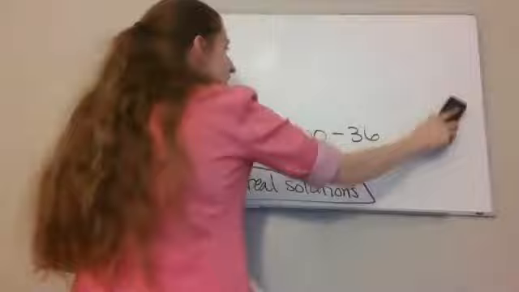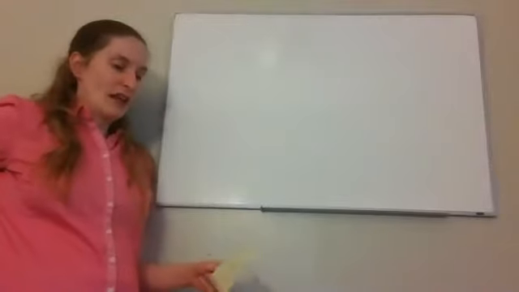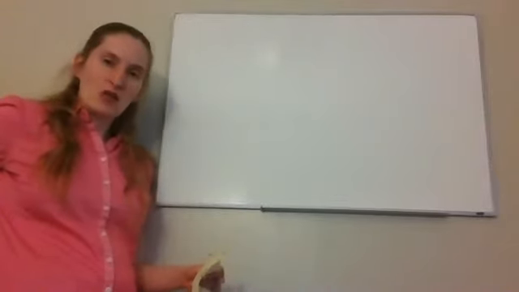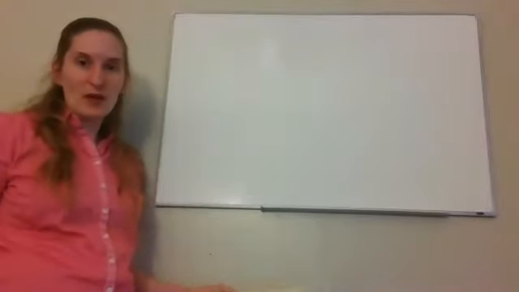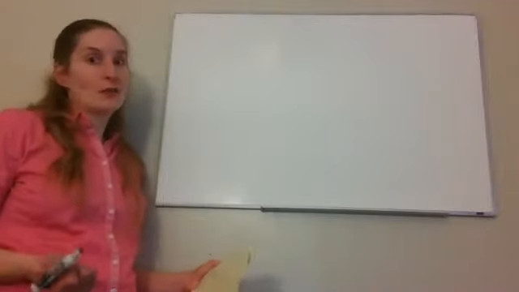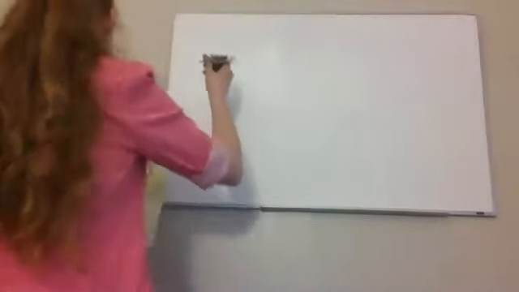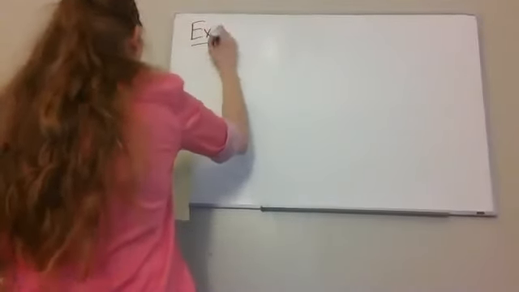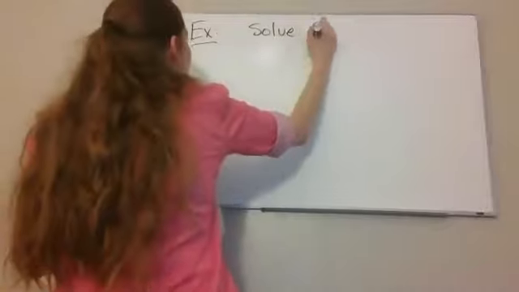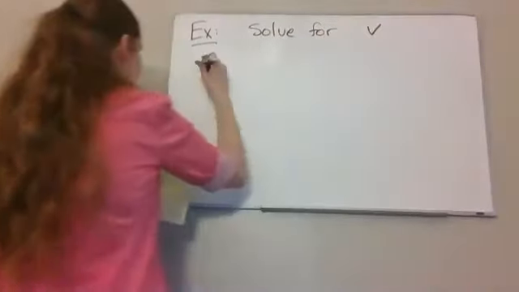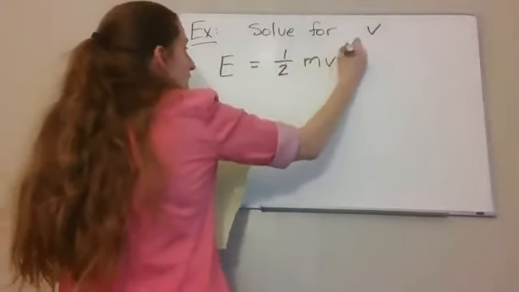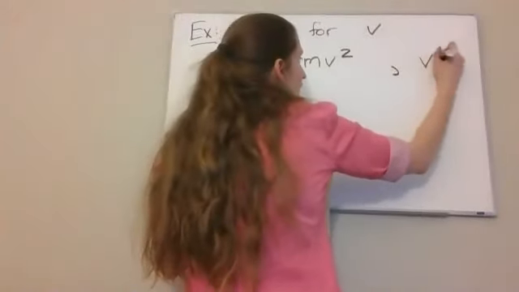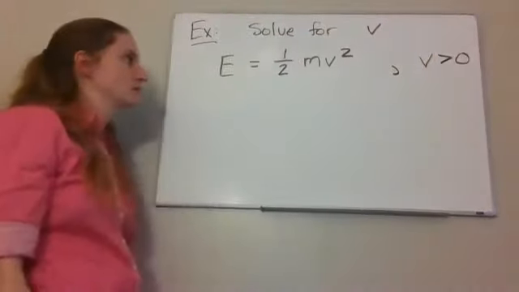All right, just to finish up this video, we're going to do two very short examples where we're solving a quadratic equation for a particular variable. So some form of an equation that has more than one variable in it, but one of the variables has a squared term. So let's solve for v in the equation e equals 1/2 mv squared, and we're saying v is a positive number.